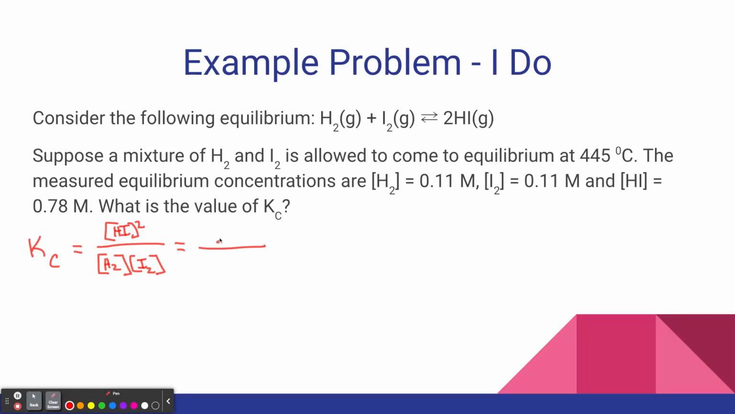So I'm going to have 0.78 raised to the second power over the concentration of H2, which is 0.11 molar, times the concentration of I2, which also is 0.11 molar. We plug this into our calculator. So 0.78 raised to the second power over 0.11 times 0.11. We indeed get 50. I'm going to put a decimal point here to let you know that I want that 0 to be significant.